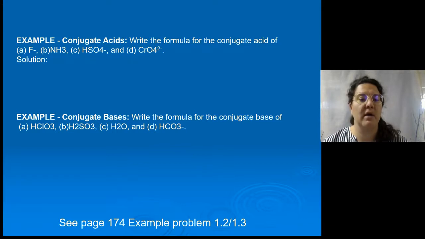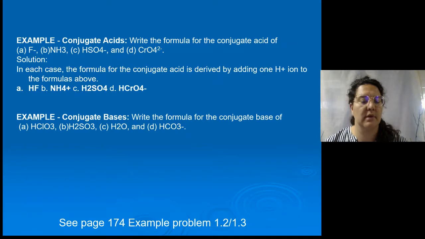So for an example, write the formula for the conjugate acid of fluoride ion, hydrogen sulfate, chromate, and ammonia. In each case, the formula for the conjugate acid is derived by adding one hydrogen ion. So we're going to have HF, NH4 positive, H2SO4, and HCrO4 negative. So the hydrogen has added one positive charge to those compounds, as well as we can see the hydrogen in the examples.